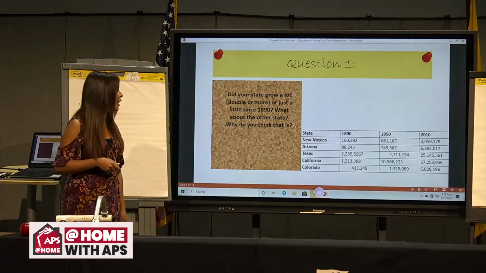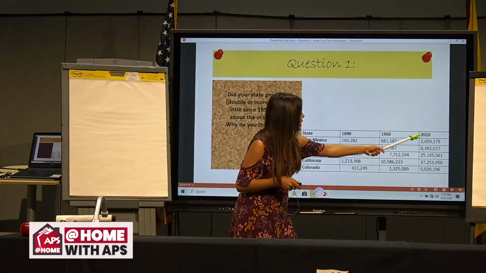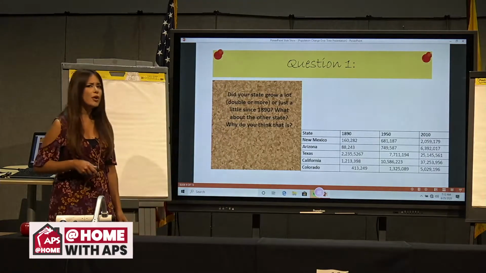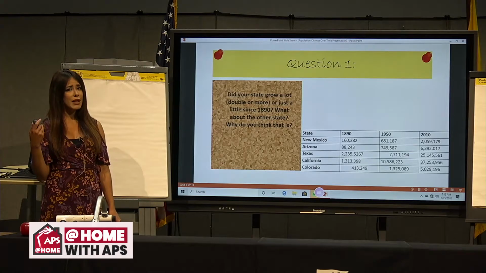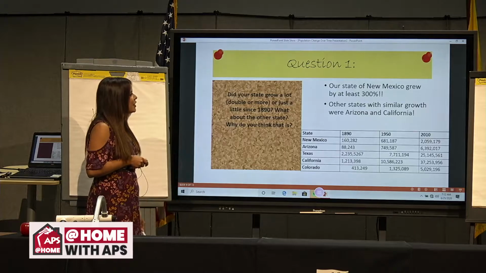So question 1. Did your state grow a lot, double or more, or just a little since 1890? We're going to be using the same information here. So here's New Mexico, 1890, with 160,000 to over 2 million. So I'd say yes, it did. What about other states? Why do you think that is? So if we look here, boys and girls, it seems like all of the states more than doubled. Why would that be? Well, it's because people migrated all over to the west from the east, but that's a whole other lesson. So we have the same answers right here.